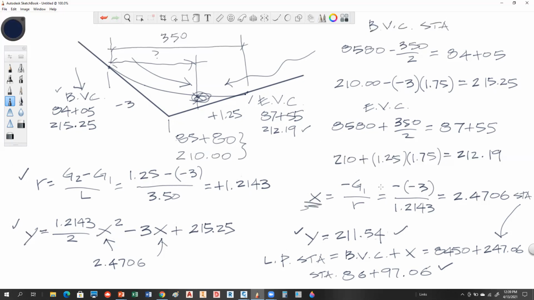It'll just give you the location of the high point, plug that number back into your equation of parabola, it gives you your elevation, and then you just solve your station. So X is always measured from the BVC to that point out there, okay? And X could never be greater than L, okay? So if this is L, you could never have an X greater than that or less than 0. Any questions?